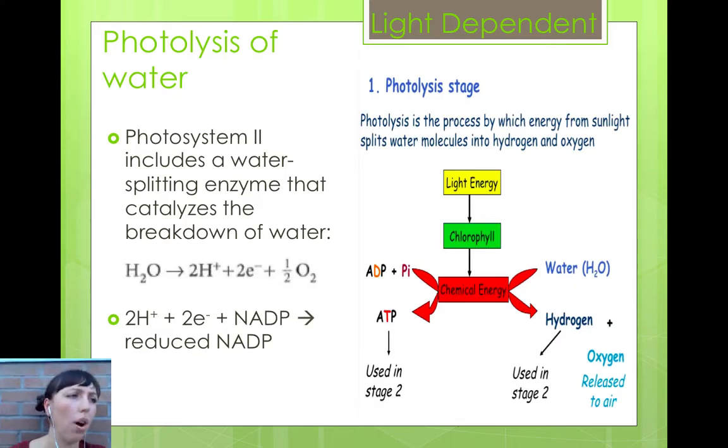Okay, photolysis of water. Photosystem two includes a water splitting enzyme that catalyzes the breakdown of water. The oxygen is a waste product of this process. The hydrogen ions combine with electrons from photosystem one and the carrier molecule NADP to give reduced NADP. Reduced NADP passes to the light independent reactions and is used in the synthesis of carbohydrate. The photolysis of water can be demonstrated by the Hill reaction.